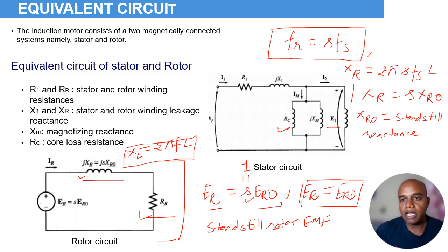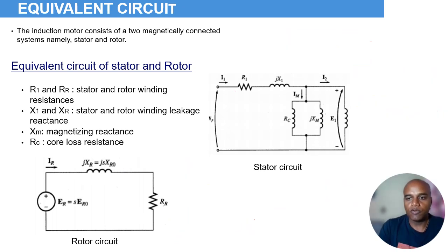Keep this phenomenon in mind, because we are going to use it a lot while deriving the starting current value, also the torque value at standstill, and other values. So this concept we are going to use further. All right. So we have modeled both the stator circuit and the rotor circuit. Now let's combine both these mathematical models into one so that we can have a complete equivalent circuit for our induction motor.